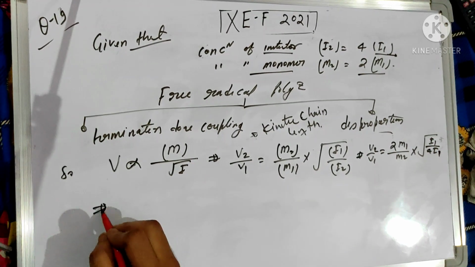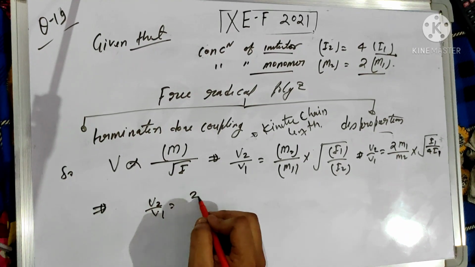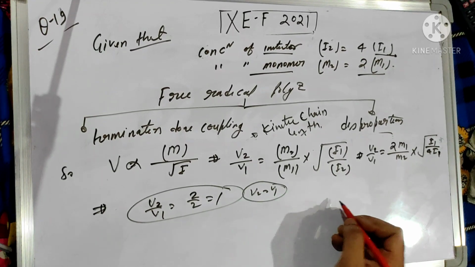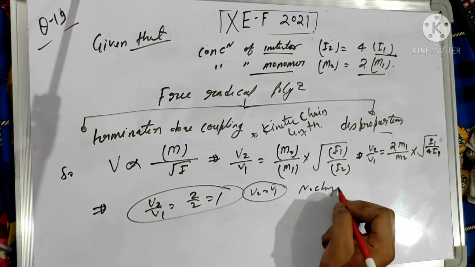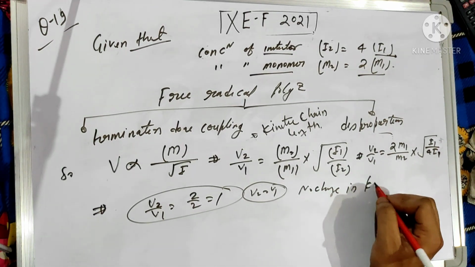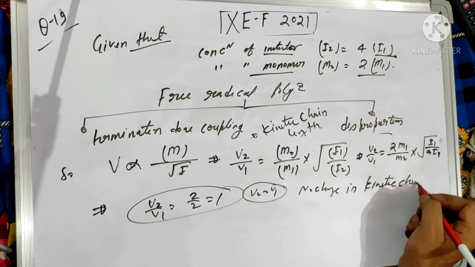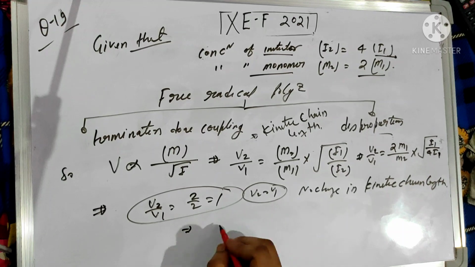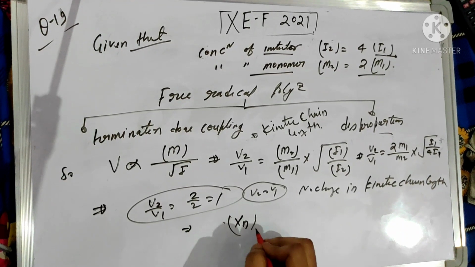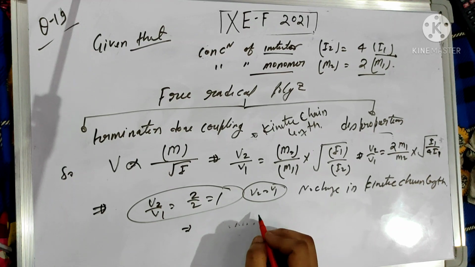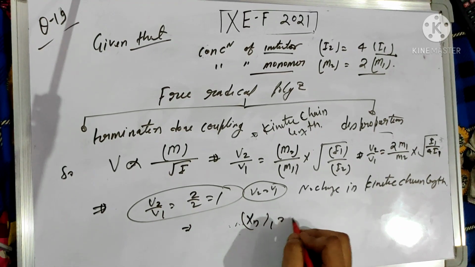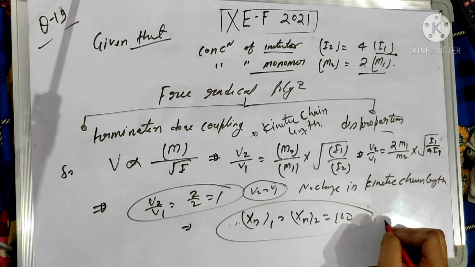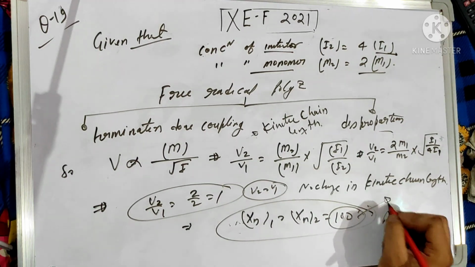So V2 upon V1 is equal to 2 divided by 2 is equal to 1. That means V2 is equal to V1, so no change in kinetic chain length. So the number average degree of polymerization is not changed. Then Xn1 is equal to Xn2 is equal to 100, as given in the question.